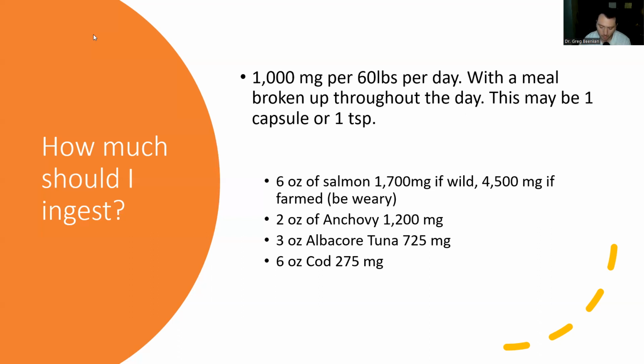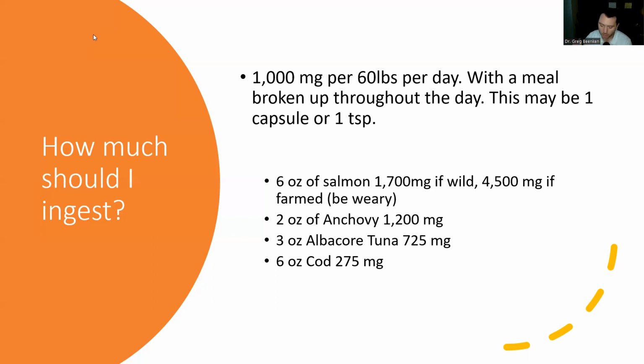Now, if you are against fish oil, but you want to get it from a food source, there's a few ways you can do it, okay? So figure out the math for yourself. If you would like to get it from salmon, if it's a wild-caught salmon, about 6 ounces will get you 1,700 milligrams. If it's farmed, it'll give you 4,500. But be wary, and I'll tap on that in just a little bit here.